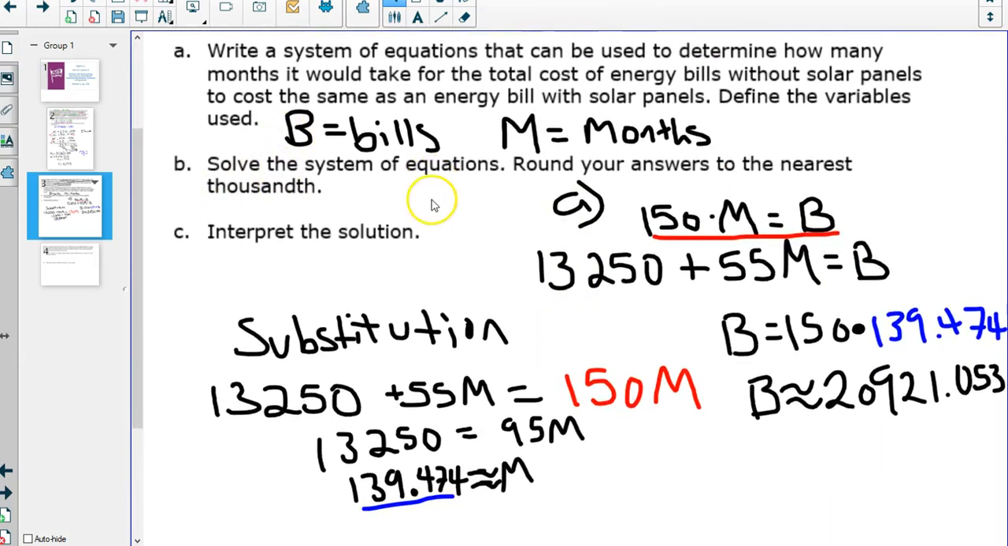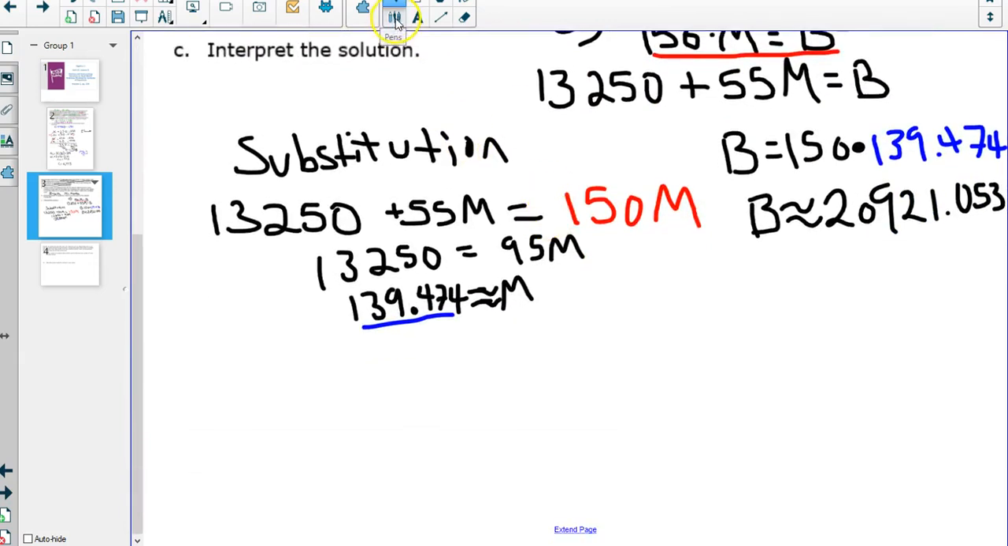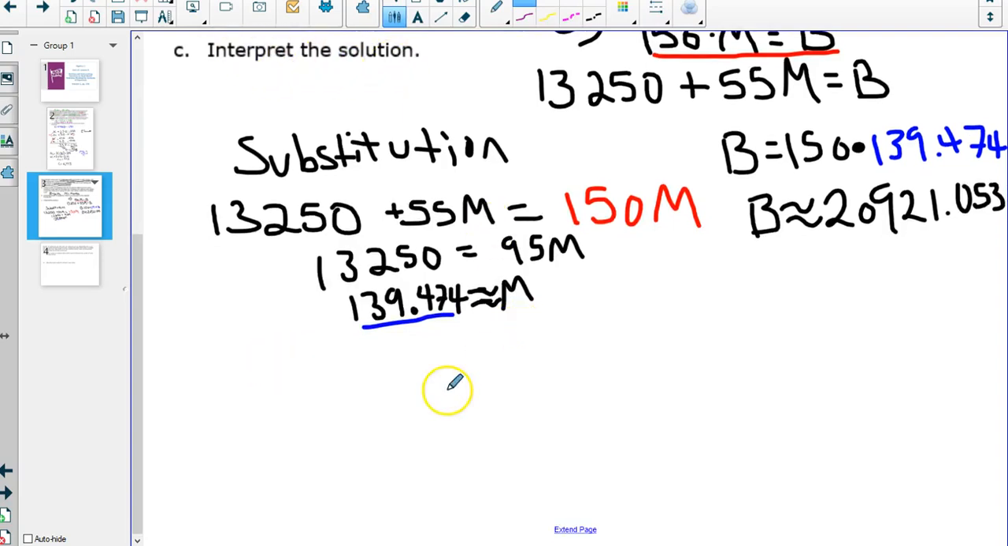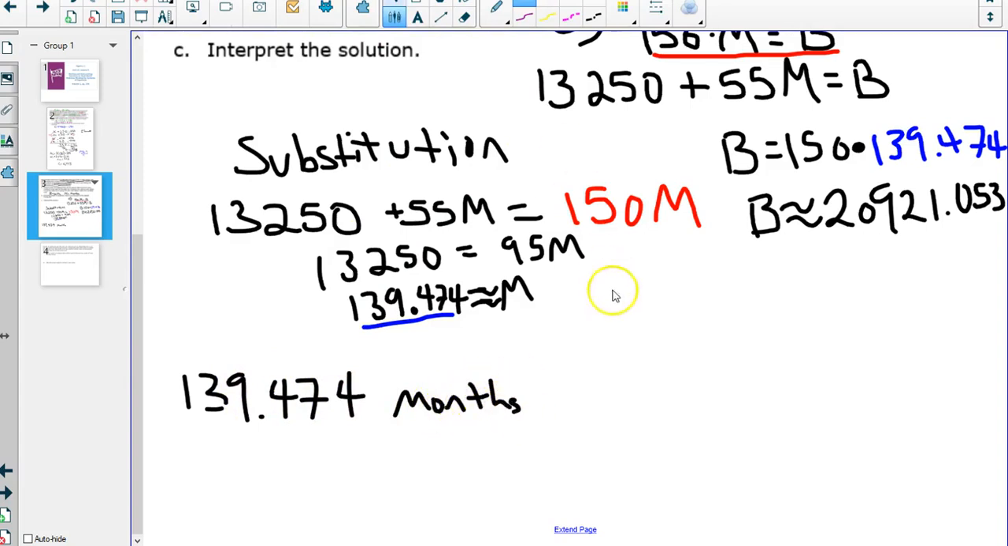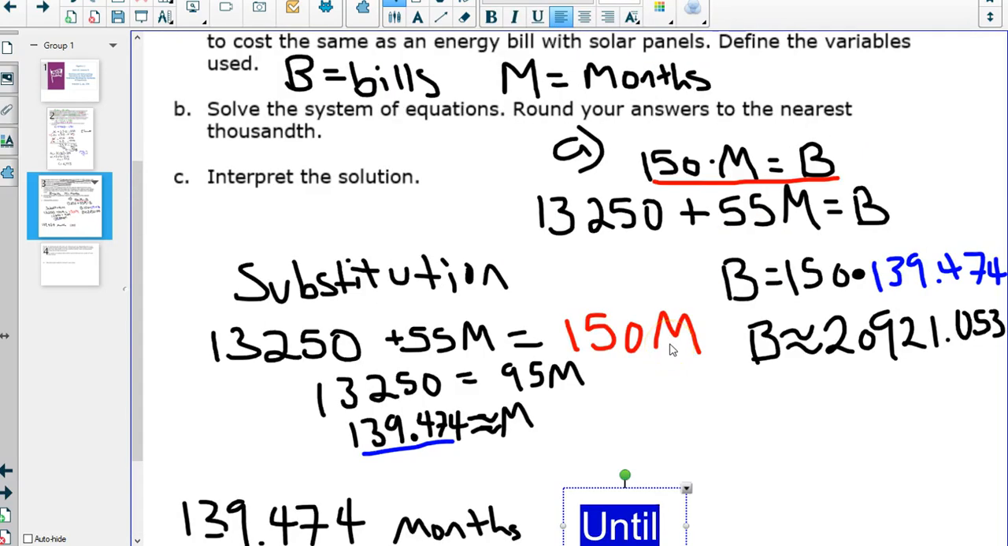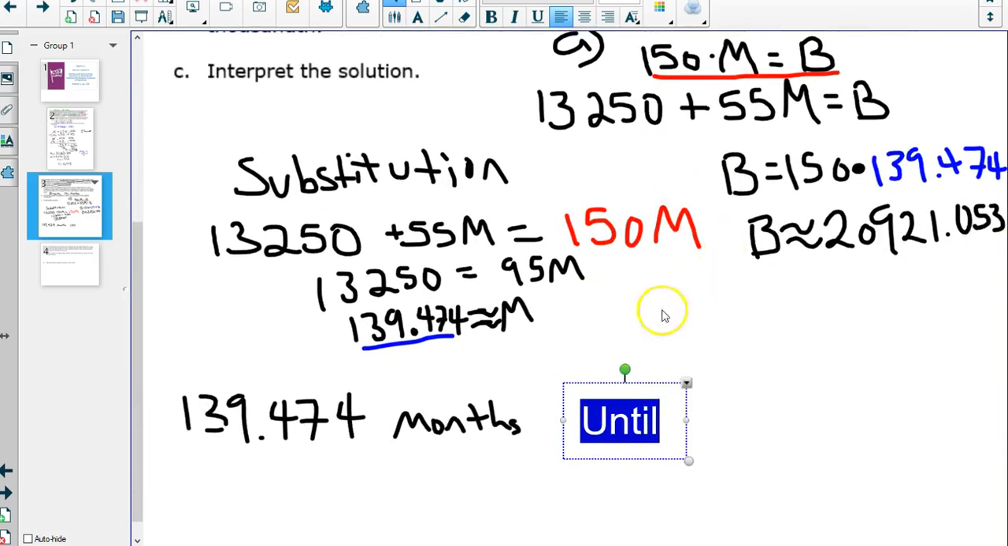Now, last thing we need to do is interpret the solutions, which we kind of just did. But our M, that's representing the number of months. So if I wanted to interpret the solution, it's 139.474 months. We have about 140 months-ish until the price of purchasing solar panels is the same as the energy bill of not purchasing solar panels.